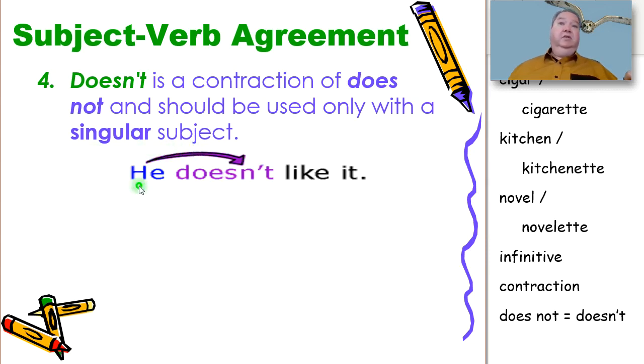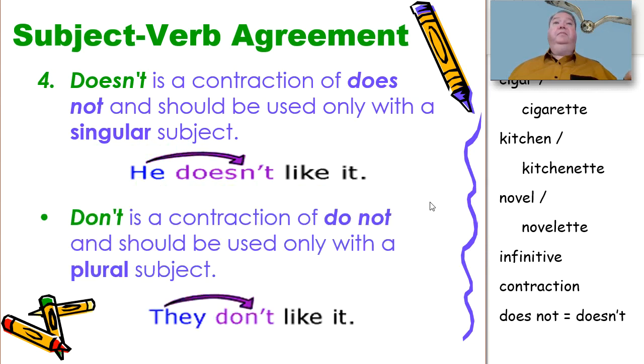He, that's singular, he doesn't like it. Don't is a contraction of do not and should be used with a plural subject. They don't like it. Okay. And as we're going through these, I would suggest that you repeat these sentences so you can hear what they sound like in your own voice so that you can remember them more easily. He doesn't like it. Now, repeat it. He doesn't like it. They don't like it. Now you repeat it. They don't like it. He doesn't. They don't.